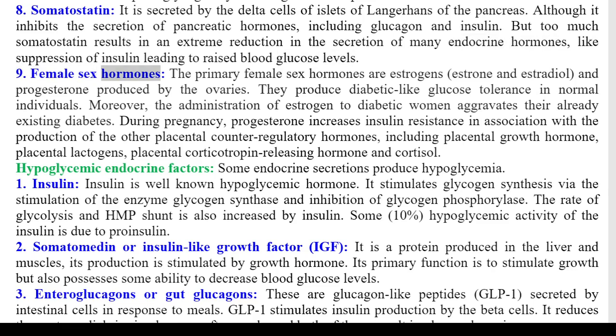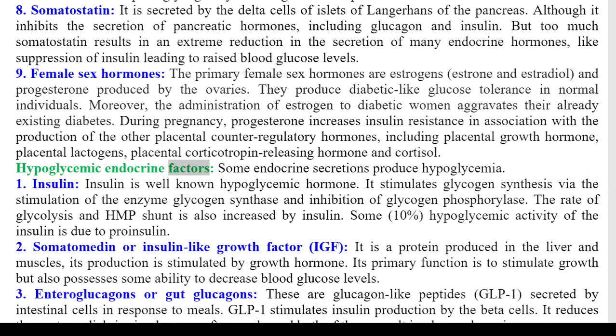9. Female sex hormones. The primary female sex hormones are estrogens, estrone and estradiol, and progesterone produced by the ovaries. They produce diabetic-like glucose tolerance in normal individuals. Moreover, the administration of estrogen to diabetic women aggravates their already existing diabetes. During pregnancy, progesterone increases insulin resistance in association with the production of the other placental counterregulatory hormones, including placental growth hormone, placental lactogens, placental corticotropin-releasing hormone and cortisol.